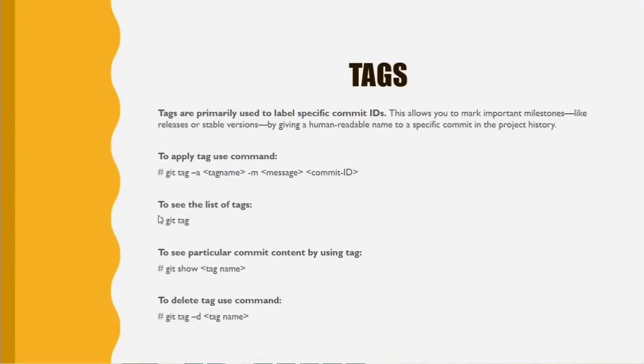In case you want to see all the tags, you can just write a command like git tag, and to view details about a specific tag, you can just write git show and the tag name. To delete a particular tag, you can just give git tag with a small -d and the tag name. So tags are a great way to keep your project organized, especially when you are managing multiple versions or planning the releases.